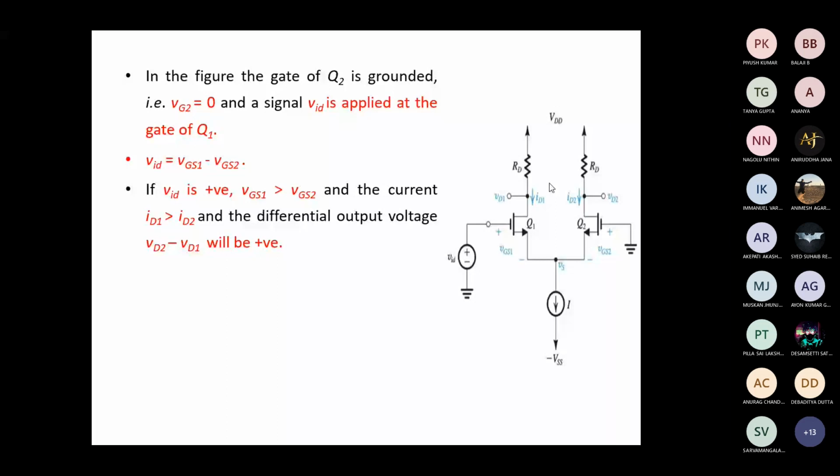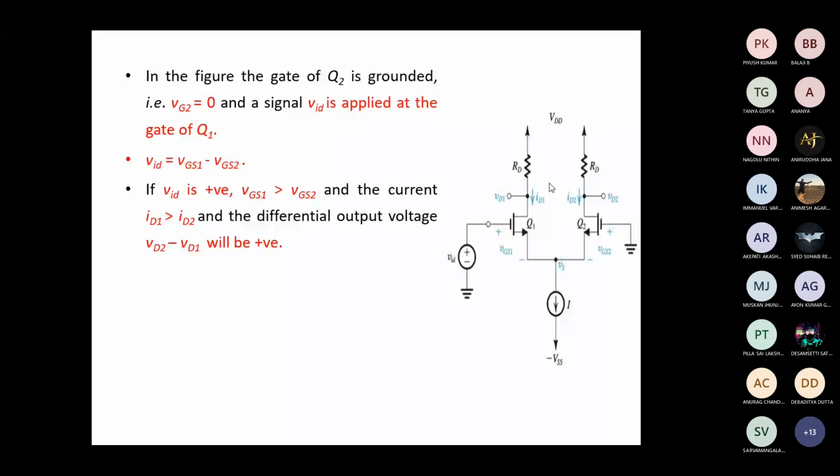15 minus 2 into 7. So VD1 is 1. And calculate VD2. Nine. 9, right? So VD2 is high compared with VD1.